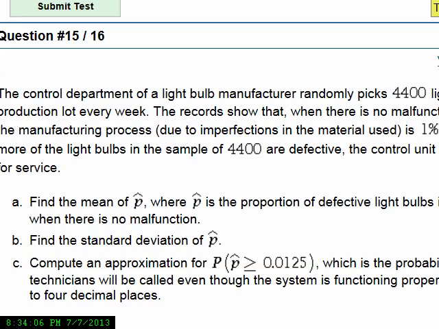All right. So the last one is the control department. A light bulb manufacturer picks 4,400 light bulbs from the production lot, and the records show that when there is no malfunction, the defect rate in the manufacture due to imperfection is 1%. When 1.25% or more of the light bulbs in the sample are defective, the control unit calls repair technicians.